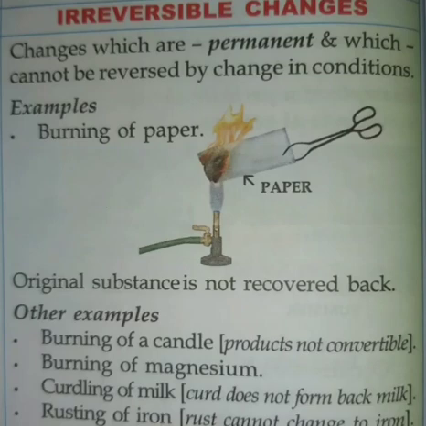And also you can say curding of milk. That means milk is converted into curd. Here what happened? A new substance, curd, is formed and the curd cannot be converted into milk again. So yeah, this is an example of irreversible changes.